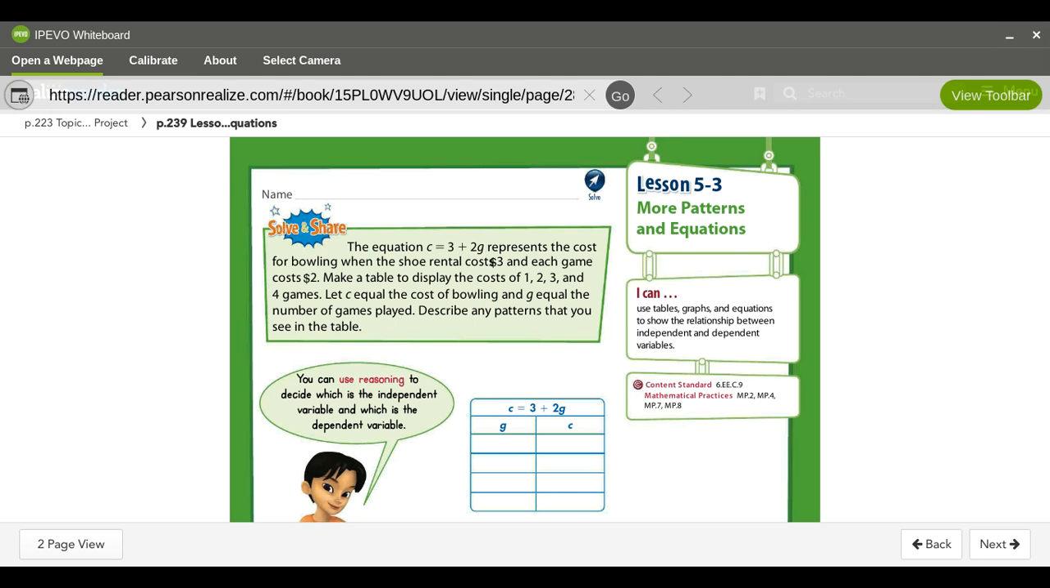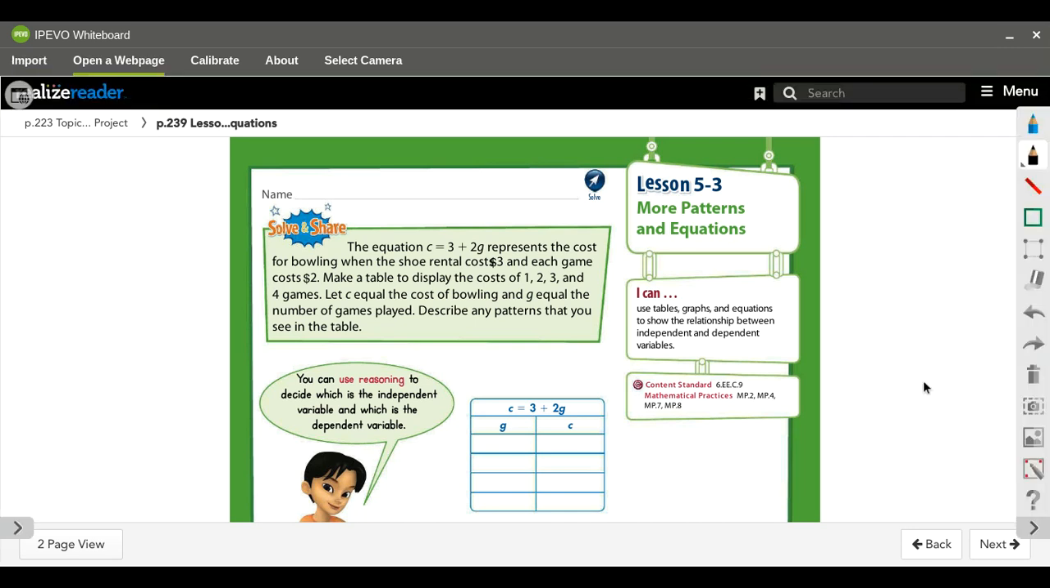So first thing we're going to look at is we're going to decide what's going to be our independent variable and what's going to be our dependent variable. So our independent variable is going to be the value that's going to cause the other variable to change. So in this case, it's going to be games. So the more games that I have, the more expensive bowling is going to be. Now this is a two-step equation. So this is going to be a two-step linear equation to where I first do the work with the variable and then I add the 3 afterwards.